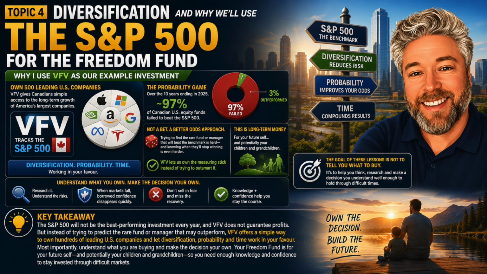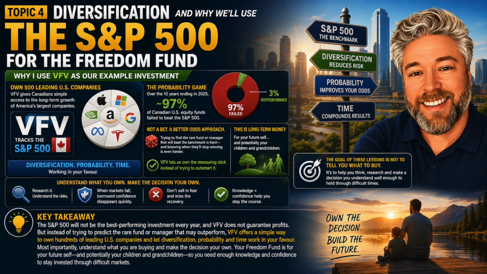Topic 4, diversification and why we'll use the S&P 500. So for the Freedom Fund, I use VFV as an example of investing in the S&P 500, which many people use as the measuring stick of investments. This is not because the S&P 500 is the best performing investment every year. It will go up, it will go down, sometimes substantially. Other funds, markets, and strategy may also outperform it during certain periods.